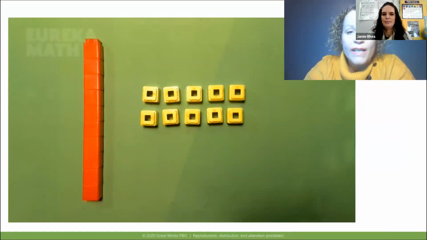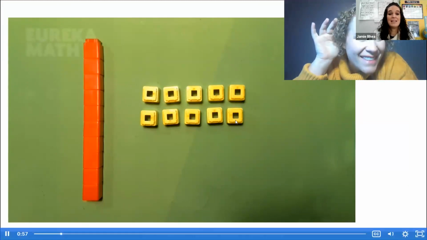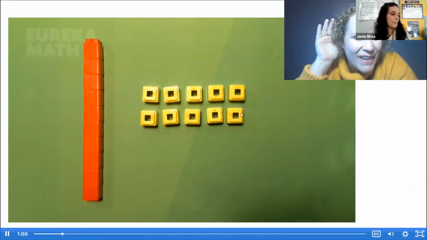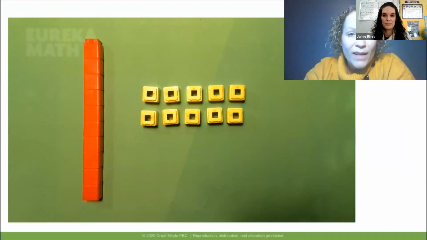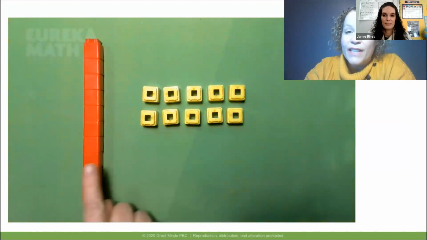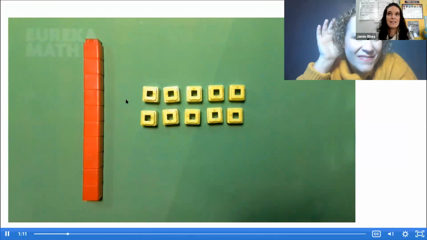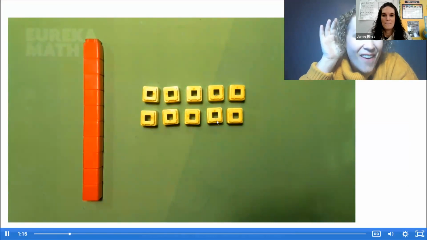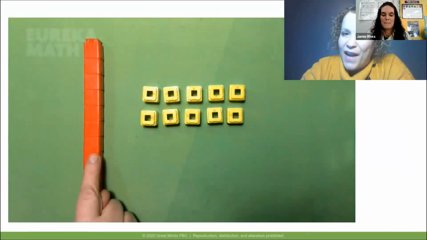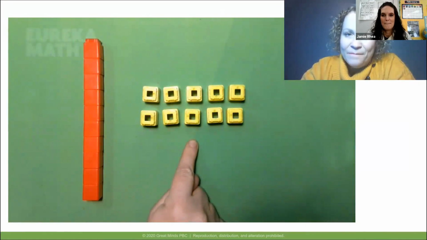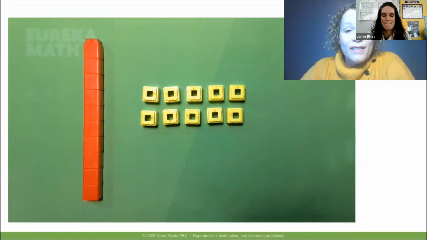How many ones or individual cubes are in a 10 stick? We know that there are 10 ones in a 10 stick. 10 ones, very good. What is the same or different about these two groups of cubes? So this one is a 10. This is a 10, and these are all ones. They are different because one of them is a 10 and the other is 10 ones. They are worth the same amount. They have the same value because they are both made up of 10 cubes.